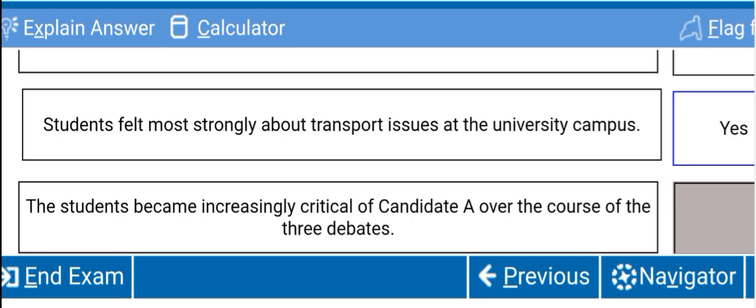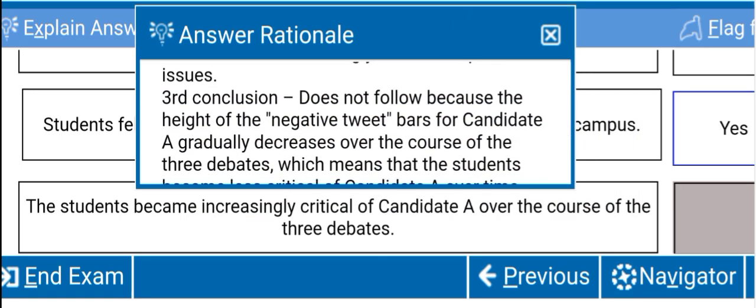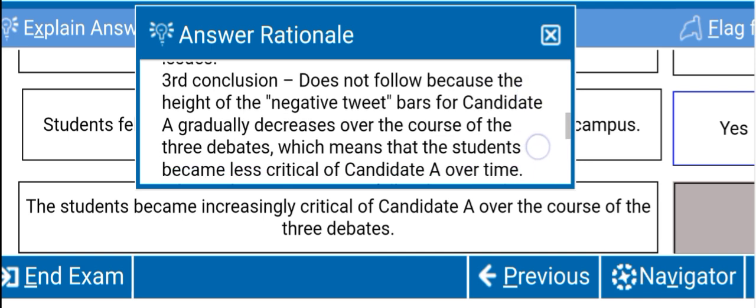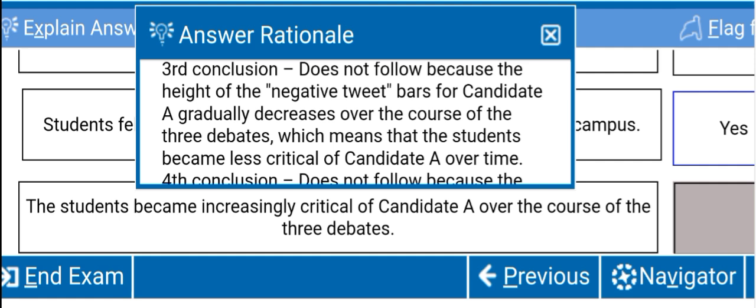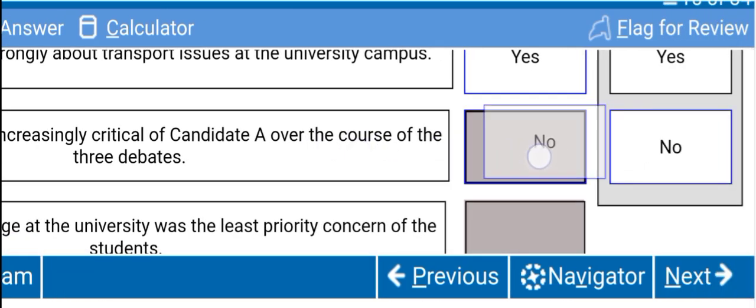The third one, the students became increasingly critical of candidate A over the course of the three debates. It does not follow because the height of the negative tweet bars for candidate A gradually decreases over the course of the three debates, which means that the students became less critical of candidate A over time. So this does not follow, so that's why we will drag a no and drop it here.